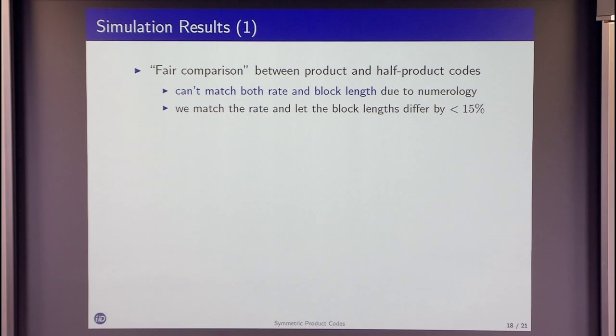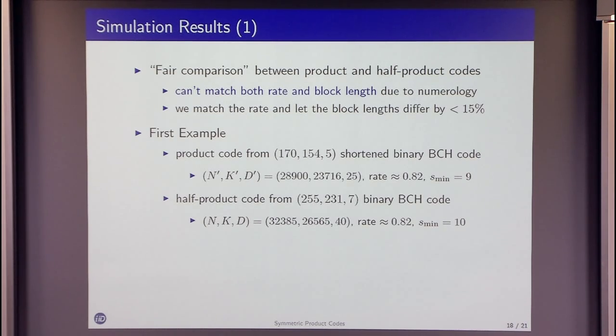All right. So in fact, it's just plots and description of plots. I wanted a fair comparison. Because of numerology, I can't get an exactly fair comparison. So I had to match the rate exactly and let the block lengths differ a little bit. My product code is a 170, 154 shortened BCH code, which corrects 2 errors. Its minimum stopping distance is 9 in the iterative decoder. If I take the half product code, I can get a 3 error correcting code. The block length's a little longer, but it has exactly the same rate. You'll see its minimum distance is larger because of this anti-symmetry. And even its stopping distance is larger because I went to a larger code.